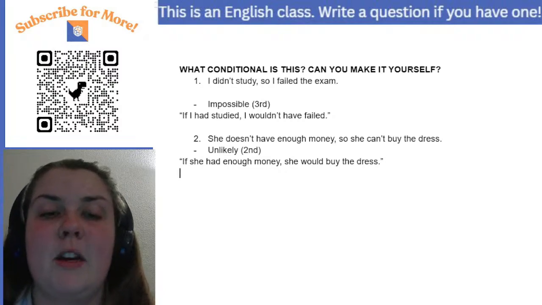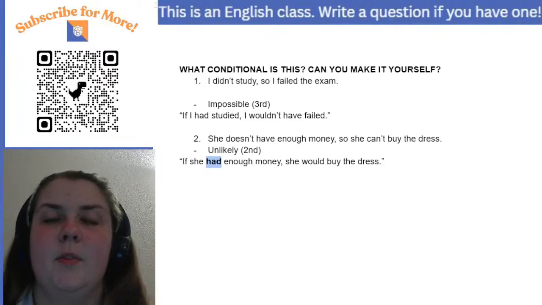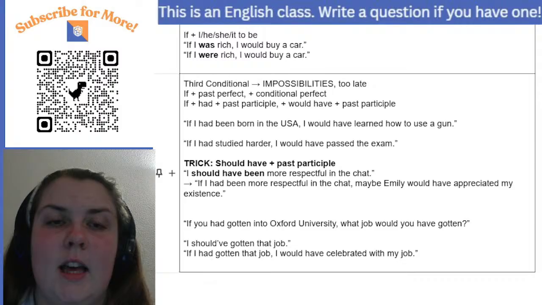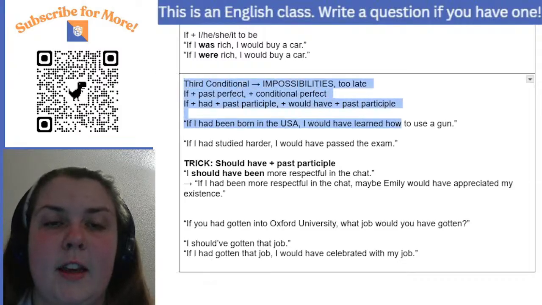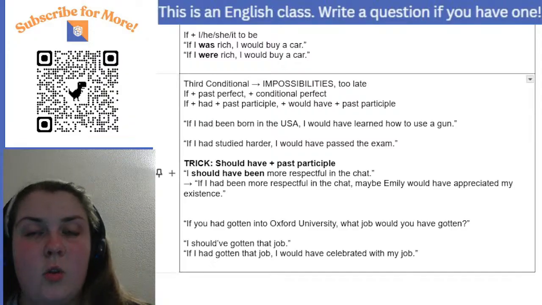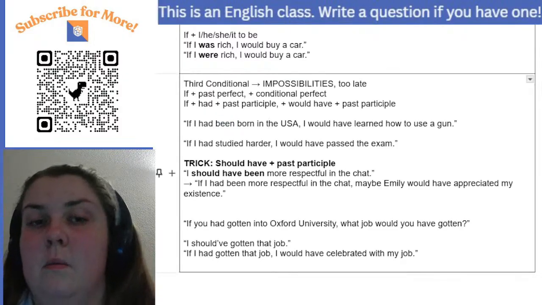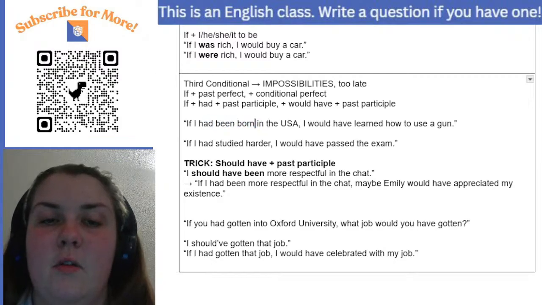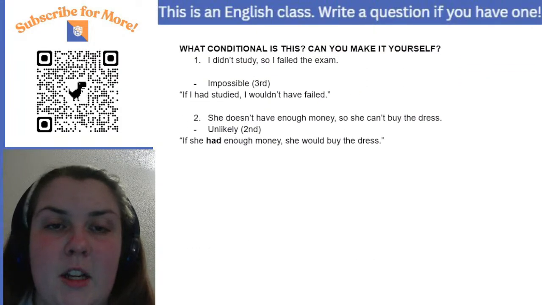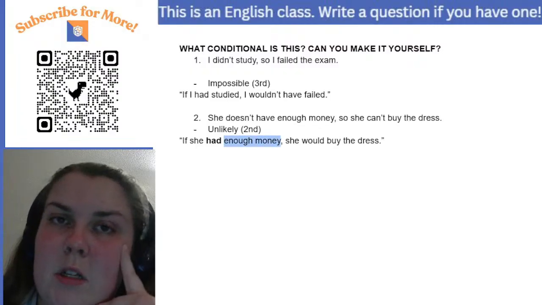Now, a lot of my students think, but Emily, that's the third conditional actually, because that had, you can only use had when you talk about the past perfect, just like in the third conditional that we saw earlier. But as you can see, had in the past perfect also has to be followed by a past participle. But in this particular example, if she had enough money, do we have a past participle afterwards? No, we don't.